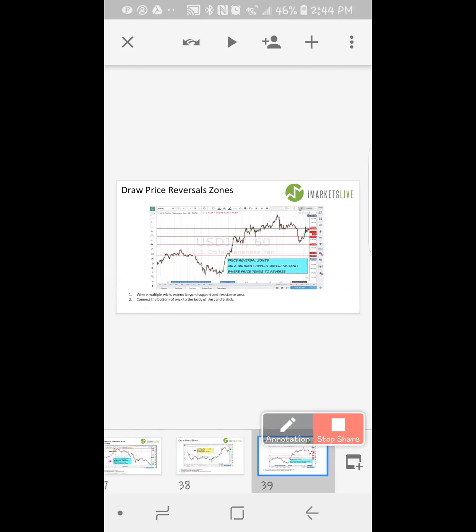Then you draw price reversal zones. So price reversal zones, I kind of call them like T levels. You know, where did the market get to, get exhausted and stop and say, oh, I'm going the other way? That's a price reversal zone. It went to a certain point, stopped, and it went the other way.